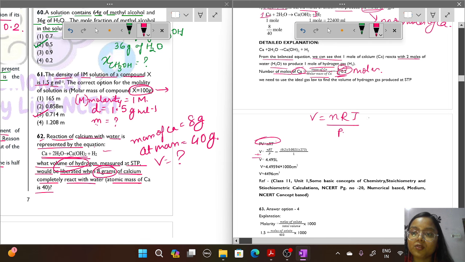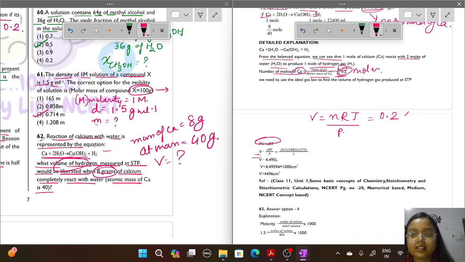n is the number of moles. Number of moles we have found out as 0.2, and R is the gas constant, and T is the temperature. What is P? P is the pressure. Okay.